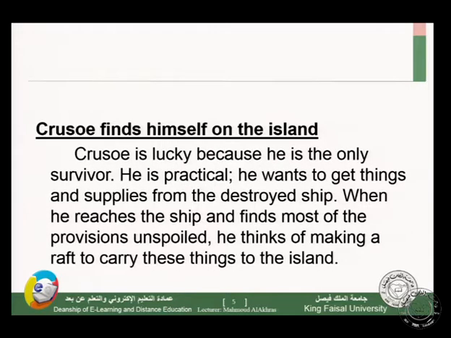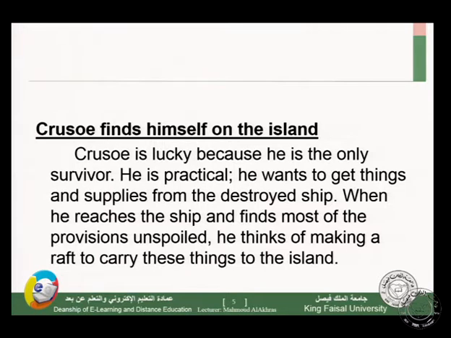Now let's start with the early beginning of his stay on this island. Crusoe finds himself on the island. Crusoe is lucky because he is the only survivor. He is practical from the early beginning, as we have said. He wants to get things and supplies from the destroyed ship. He doesn't stay still. He starts to bring some supplies from the destroyed ship to his island.